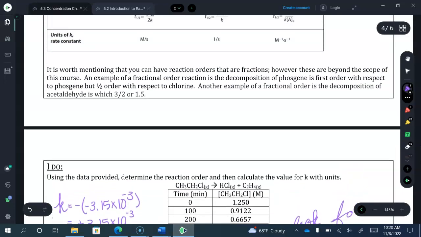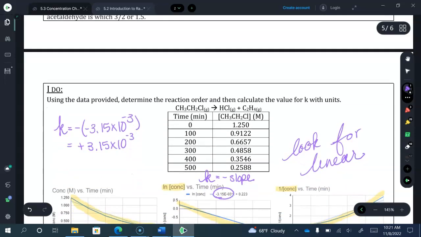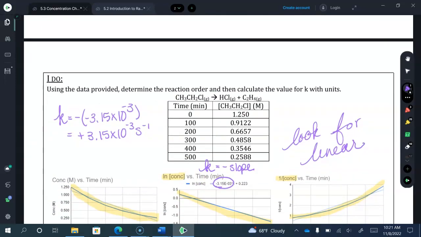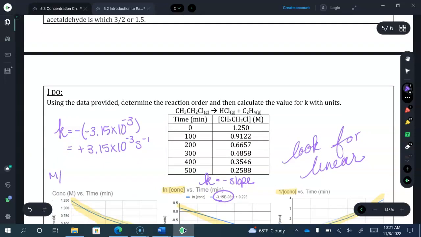Well, you can either remember what the units are for K. So first order is inverse seconds, s to the negative 1. And so if you remember the units for first, zero, and second order, as they are shown here, then you know what the units are for K. Okay, and so it just simplifies where it's molarity per second, and you just get rid of a molarity each time. So this is molarity per second for zero order, or inverse seconds is first, and then per molarity seconds is second.